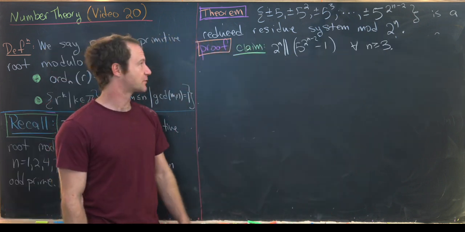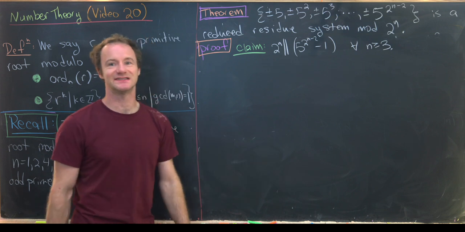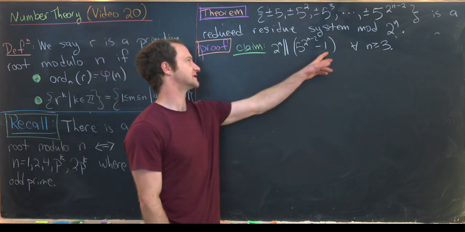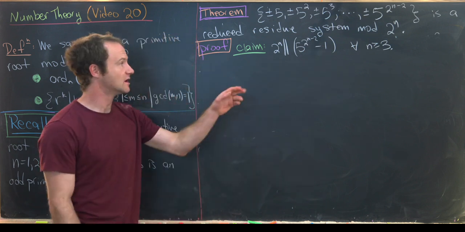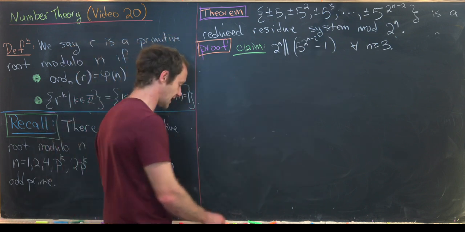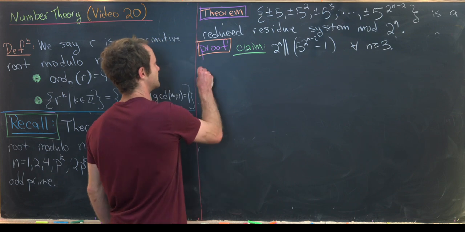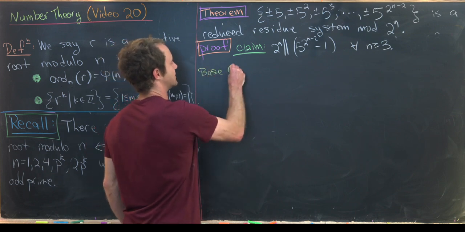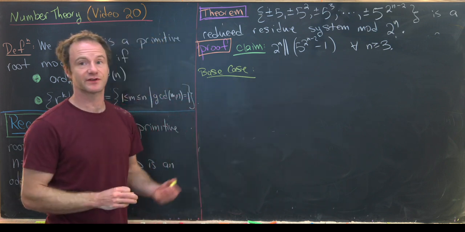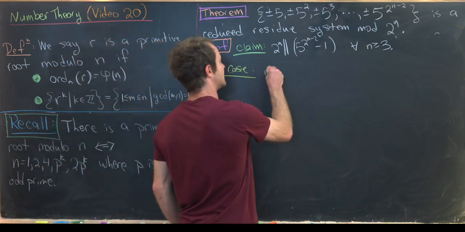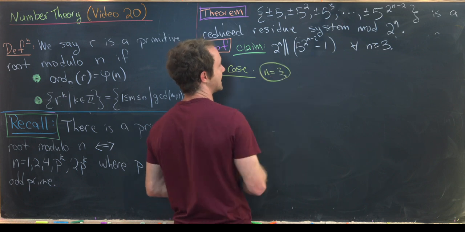We're at the stage of the proof that we want to show that 2 to the n is the largest power of 2 that will divide into 5 to the 2 to the n minus 2 minus 1 for all n bigger than or equal to 3, and we'll do this by induction. So let's see what our base case will be. Since we're looking at only the cases when n is bigger than or equal to 3, our base case will be the n equals 3 case.